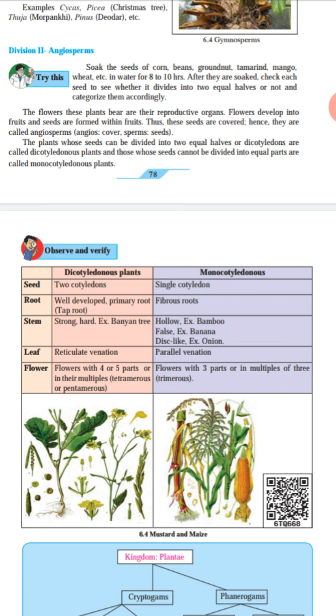The next one, in dicotyledonous plants, leaves have reticulate venation, and in monocotyledonous plants, leaves have parallel venation.